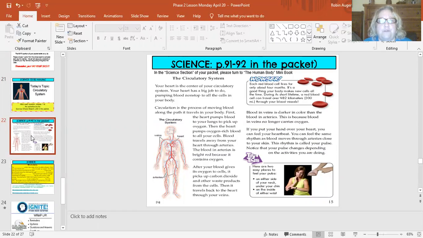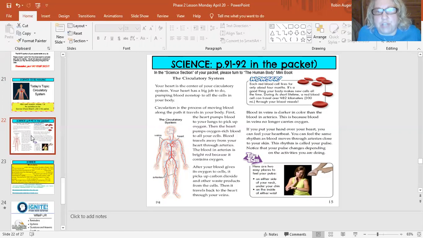If you put your hand over your heart, you can feel your heartbeat. So you can put your hand right over your heart. You can feel the same rhythm as the blood runs through your arteries close to your skin. This rhythm is called your pulse. Remember I said you could feel it on your wrist? Okay, and you can also feel it in your neck, usually on the left side and kind of up under your chin a little bit, okay? That is called your pulse.